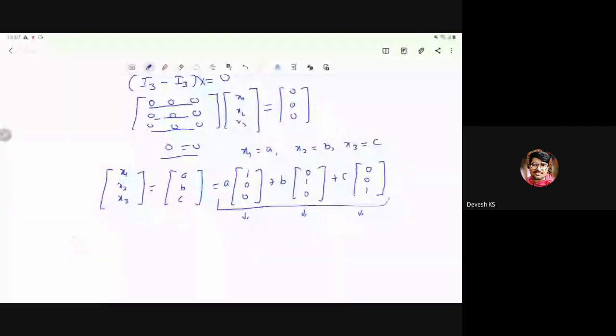Linearly independent, I tell you again what is the meaning of linearly independent eigenvectors, or simply vectors.